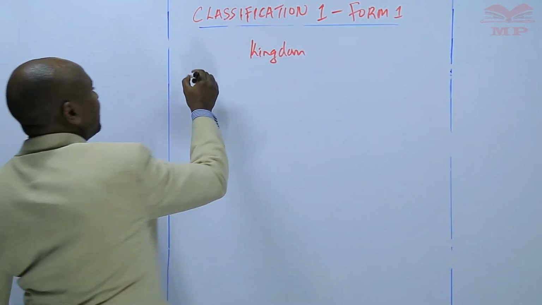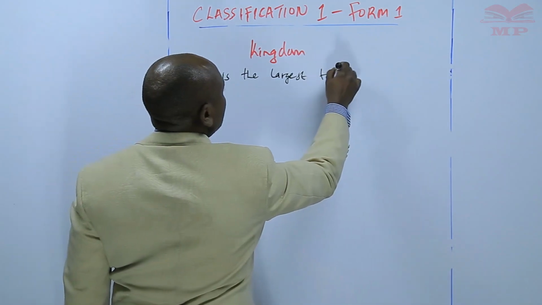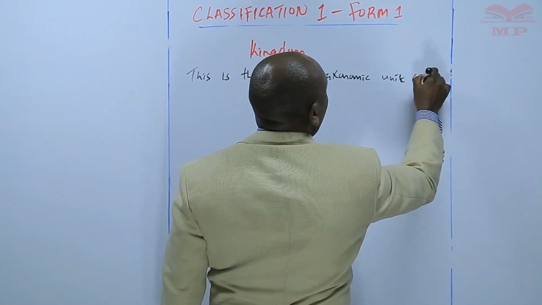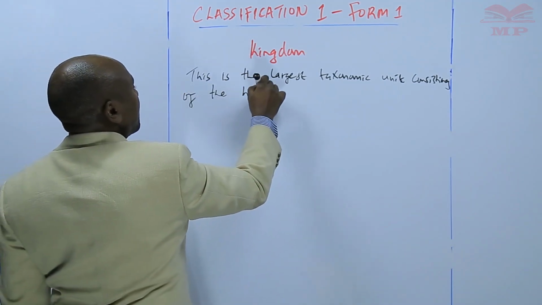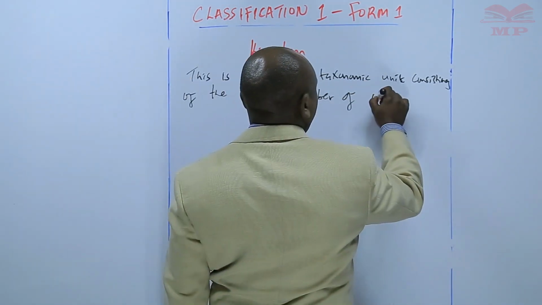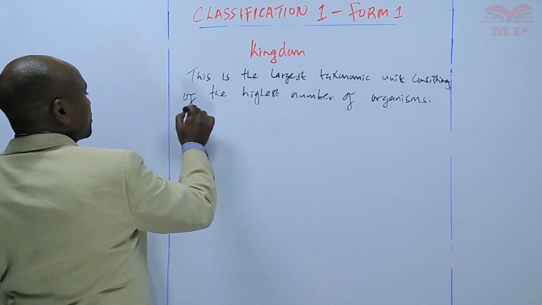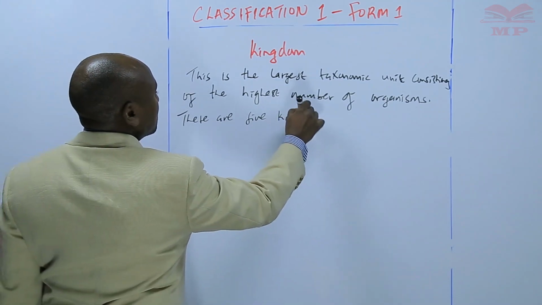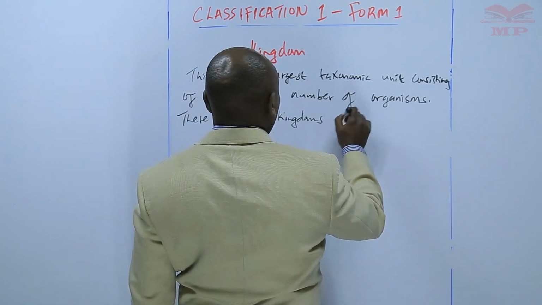We can say that this is the largest taxonomic unit consisting of the highest number of organisms. In taxonomy, there are 5 kingdoms.